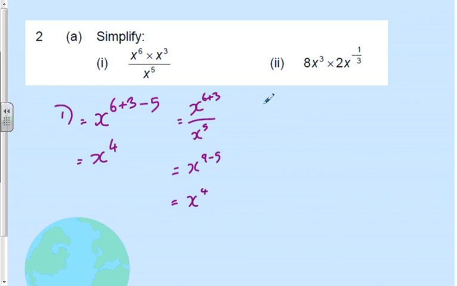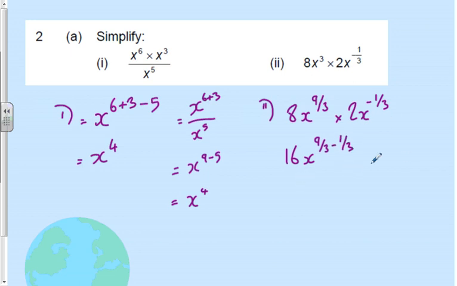Looking at the same idea for this next question, part 2, we have 8x cubed times 2x to the power negative 1/3. Now if we convert our x cubed into thirds, we'll have 8x to the power 9/3 times 2x to the power negative 1/3. Now our coefficients can multiply together. 8 times 2 is 16. And now our powers add together, which gives us x to the power 9 over 3 minus 1 over 3. Remember, when we add a negative, it's the same as taking away a positive, which gives us 16x to the power 8 over 3.